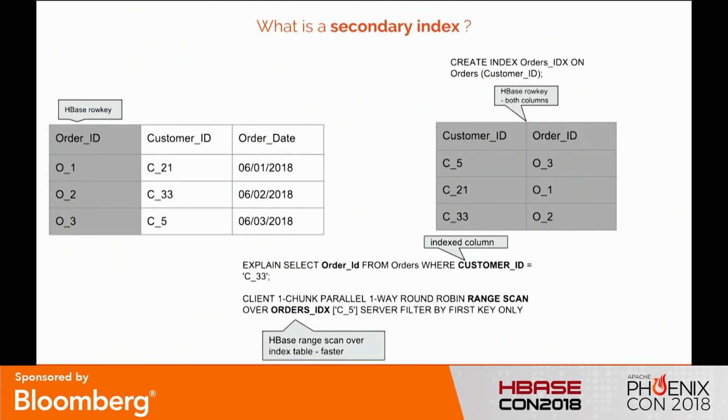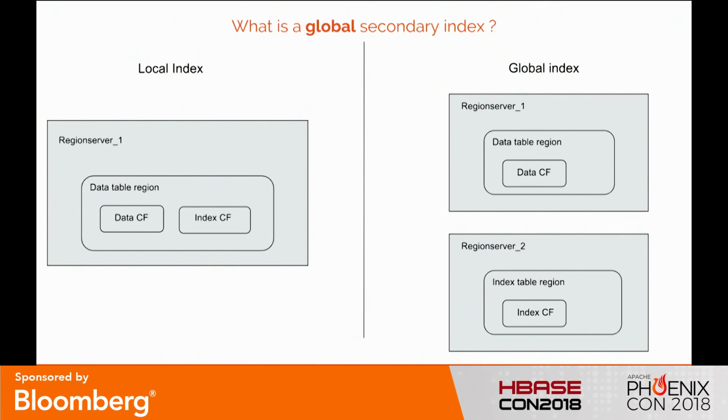So here I've created an index on my table. I'm now indexing on customer ID. And so now with this index table, if I do an explain on the query with the customer ID, you see in the query plan that the full scan has turned into a range scan, which is a lot faster than a full scan. So that's what a secondary index is.